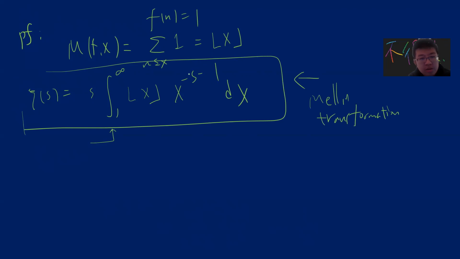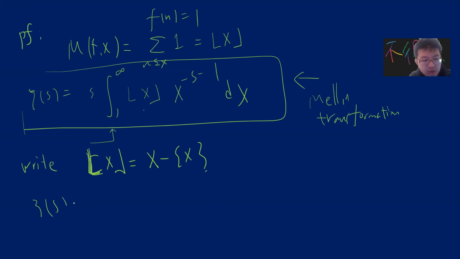Right. So this is M of x. Yeah, right. So we can write x minus its fractional part, the floor function of x. This is the definition. So x minus its fractional part will be the floor function. So we can just write zeta of s, right?